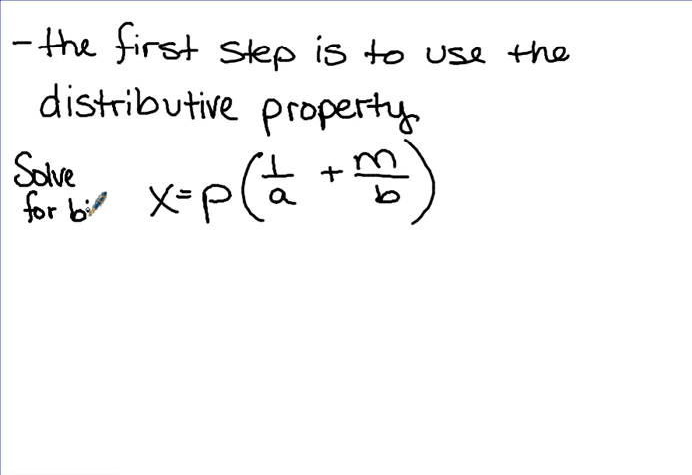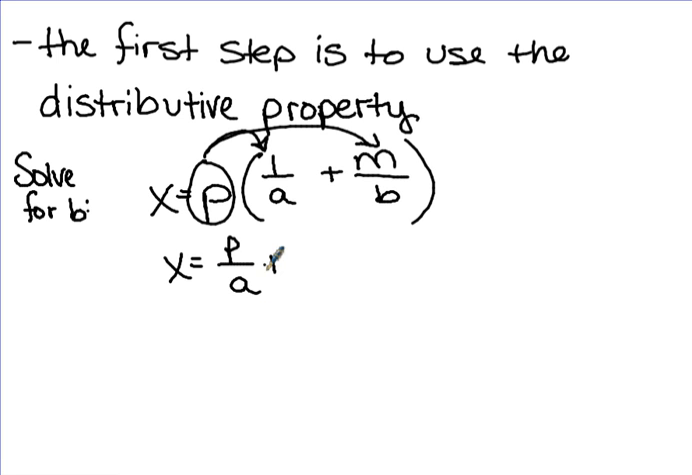Alright, and the first step is to use the distributive property. We want to get rid of those parentheses. So we're going to distribute this p into the 1 over a and into the m over b. Alright, when we distribute that, we're going to be left with x equals p over a plus mp over b. Alright, we're solving for b. So instead of finding a common denominator and adding, we're trying to get that b separate, which means we want to get it to the point where we can factor it out.